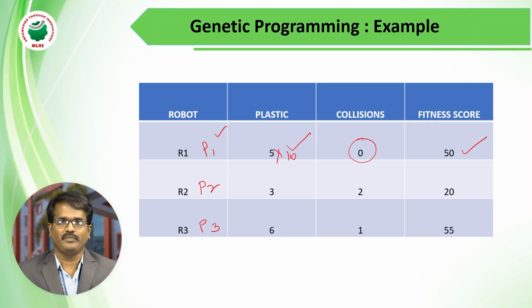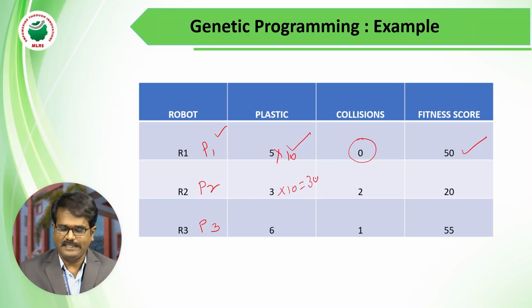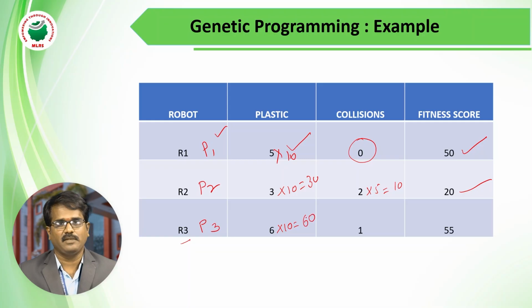50 marks I gave. Next, robot 2 with the program P2. It collects 3 plastics, so 30 marks. It made 2 collisions, that's why minus 10. 30 minus 10 is 20. Next, robot 3 with program 3. It collects 6 plastic items, so I give 60 marks. While collecting the plastics, it made one mistake or one crash, so -5. So the value is 55.